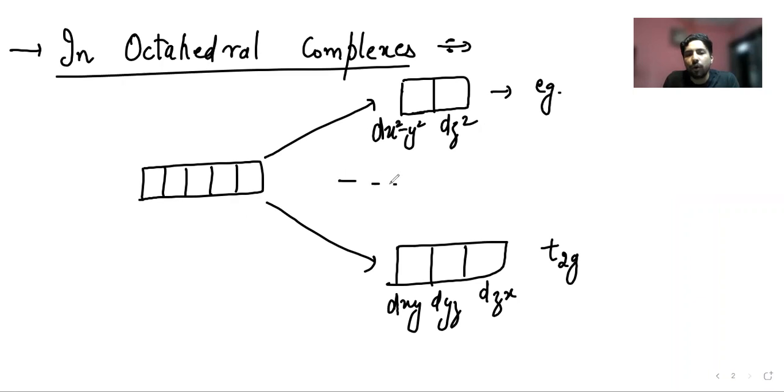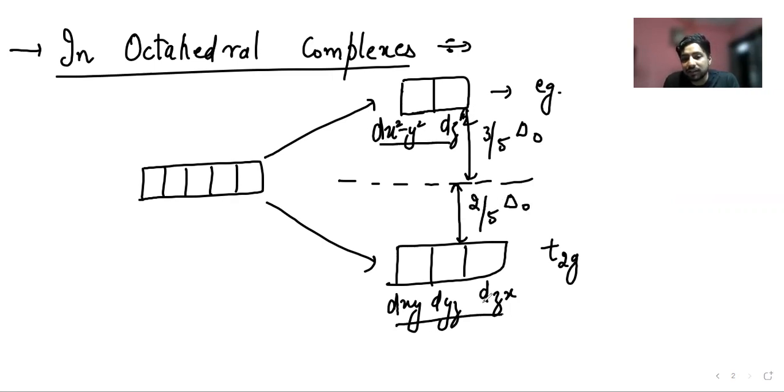Now the energy difference of the Eg orbitals is 3 by 5 delta O, and the energy difference of the T2g orbitals is 2 by 5 delta O. Now the question arises: why do the Eg orbitals, dx square minus y square and dz square, have the higher energy, and why do the T2g orbitals, dxy, dyz and dzx, have the lower energy?